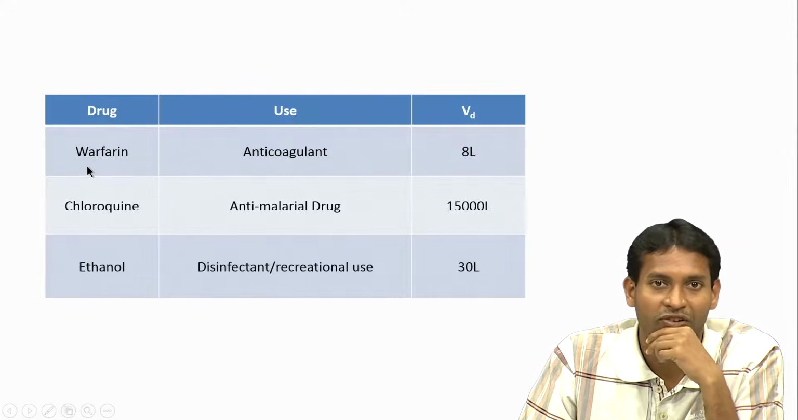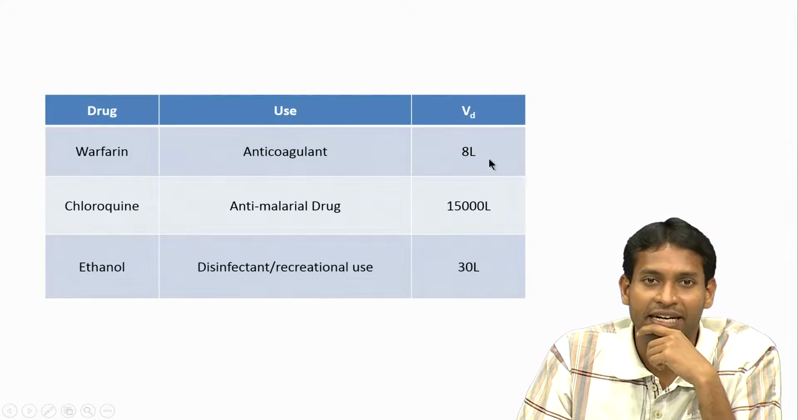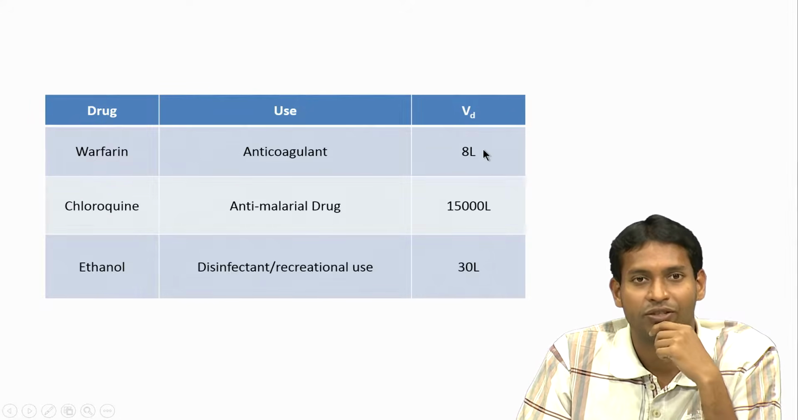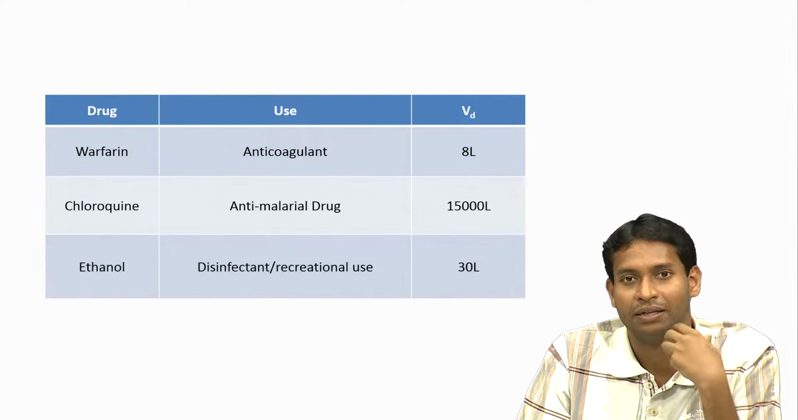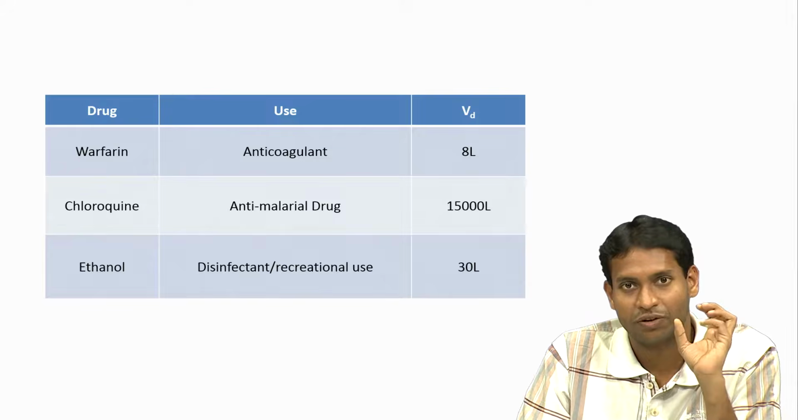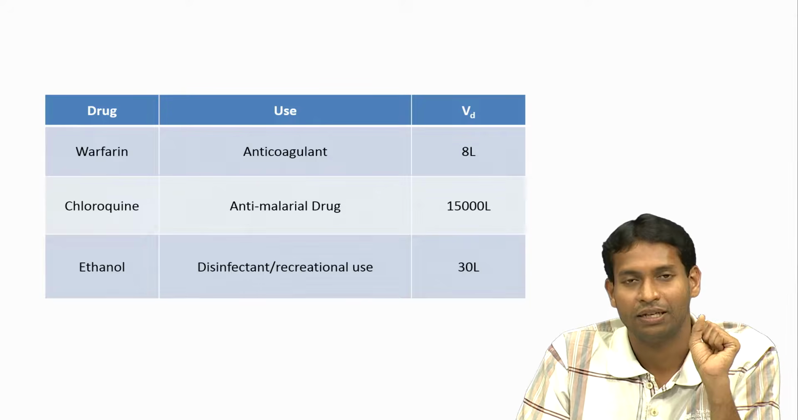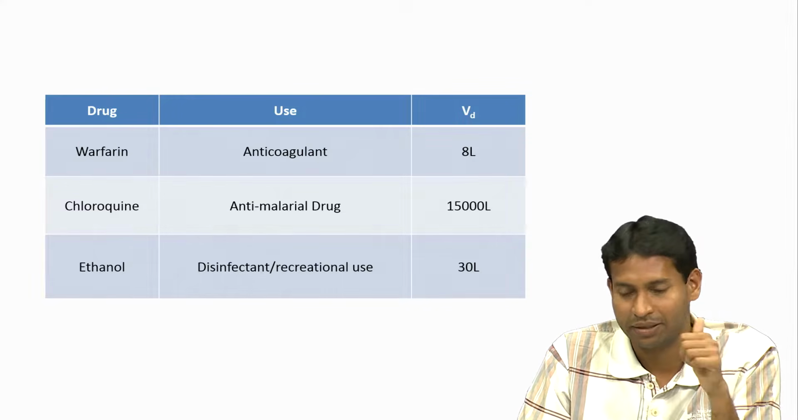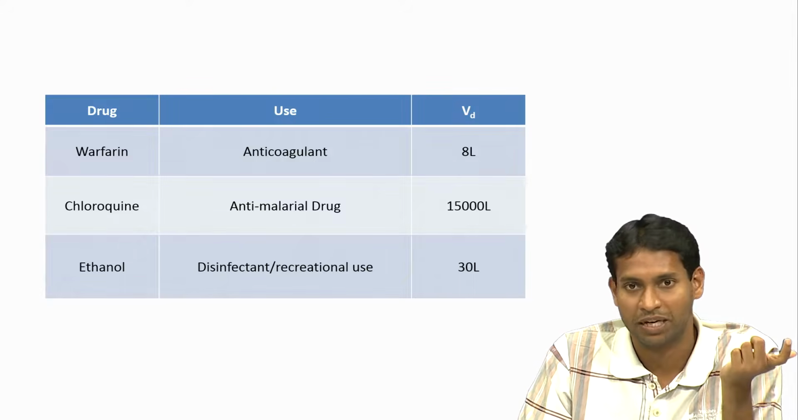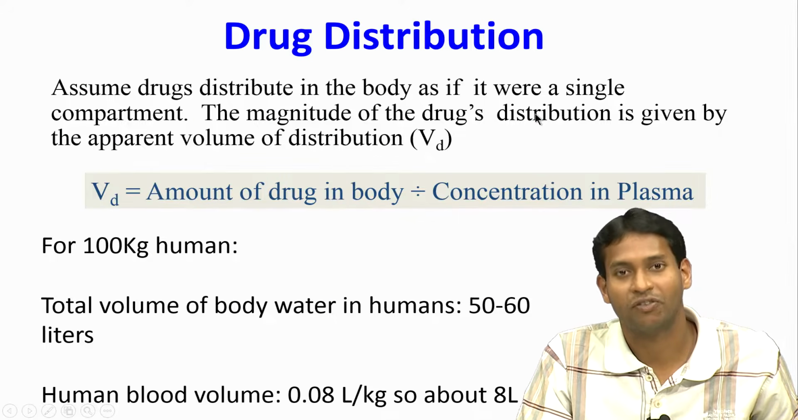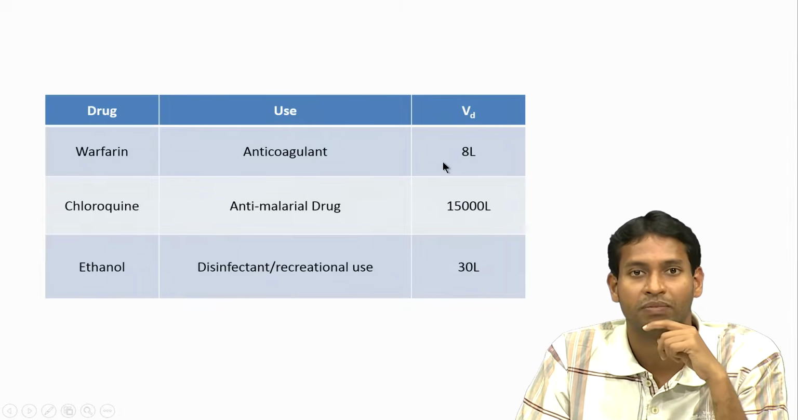So let us talk about warfarin first. If I say the VD is 8 liters, what does that mean? The apparent volume of distribution is 8 liters. So what was VD again? It was the amount of drug in the body divided by the concentration in the plasma.